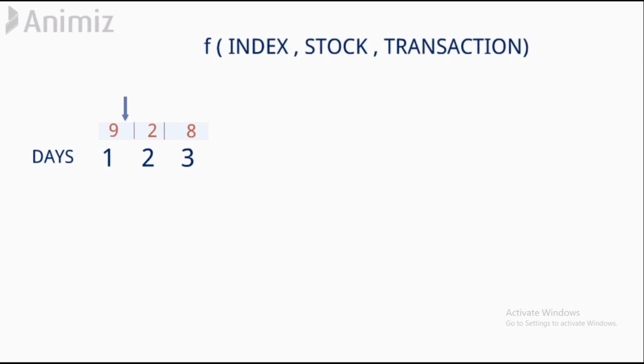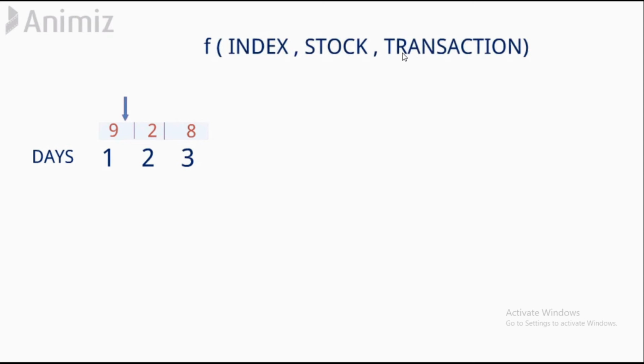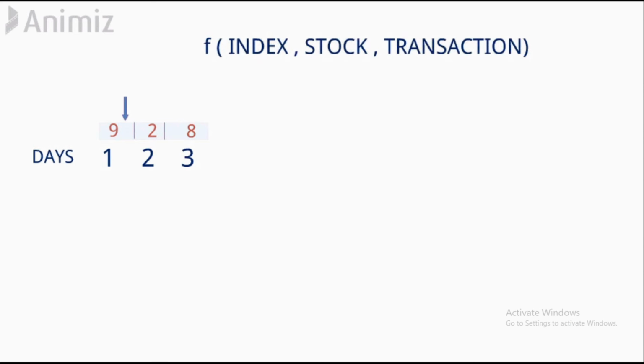Our recursive function will have these 3 parameters. One is the index, next is the stock, and then the transaction. The index means the day I am standing on now. Stock means 0 or 1, that is, whether I have a stock or I don't have a stock. Transaction will show how many transactions I have completed so far.